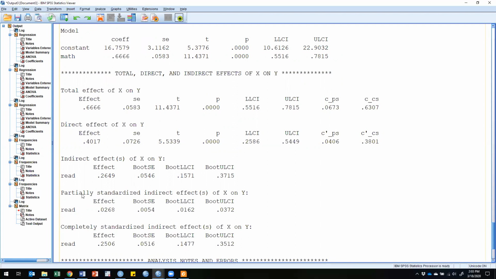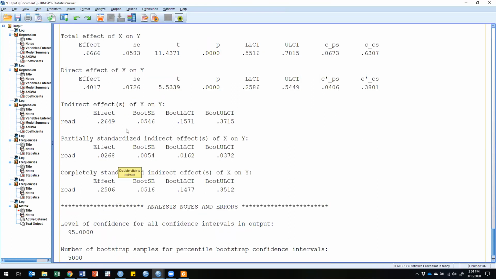That's a partially standardized indirect effect. A completely standardized indirect effect is where we've standardized by both our outcome and our independent variable. So this would be if we took the indirect effect and multiplied it by the ratio of the standard deviation of our X variable and the standard deviation of our outcome.